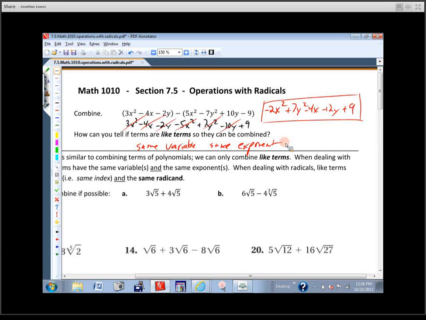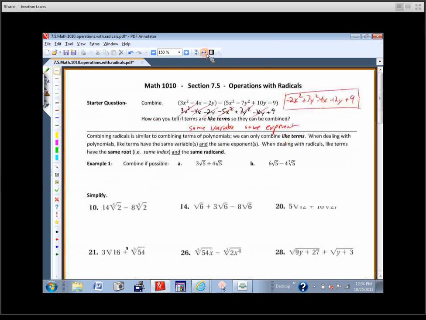Well, today we're going to do a section that's on operations with radicals. So we're talking adding, subtracting, multiplying, and dividing radicals. We want to learn the rules for those. And when we start out, if we're talking about combining radicals, the rules are actually pretty similar. So if I've got 3 radical 5 plus 4 radical 5, think about this in terms of what we talked about up here.